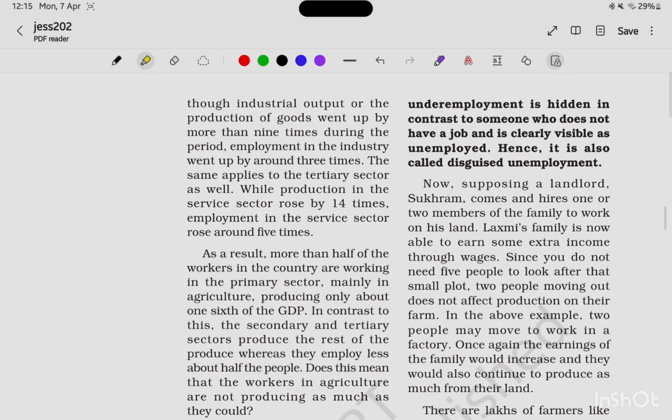Even though industrial output or the production of goods went up by more than 9 times during the period, employment in the industry went up around 3 times. The same applies to the tertiary sector as well. While production in the service sector rose by 14 times, employment in the service sector rose about 5 times.